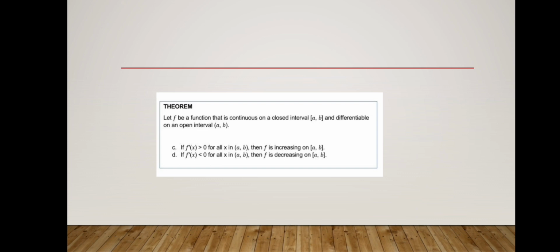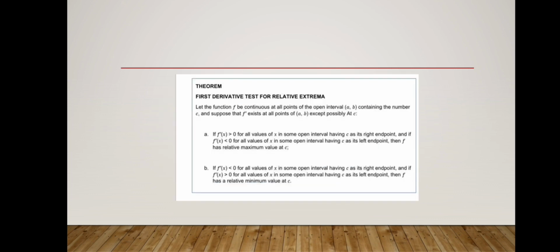The application of this theorem is the proof of the first derivative test for relative extrema of a function, which states: let the function f be continuous at all points of the open interval (a, b) containing the number c, and suppose that f' exists at all points of the open interval (a, b) except possibly at c. If f'(x) is greater than 0 for all values of x in some open interval having c as its right endpoint, and if f'(x) is less than 0 for all values of x in some open interval having c as its left endpoint, then f has a relative maximum value at c.